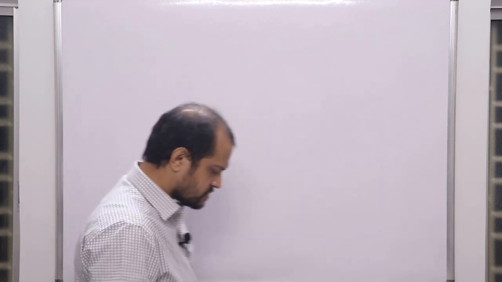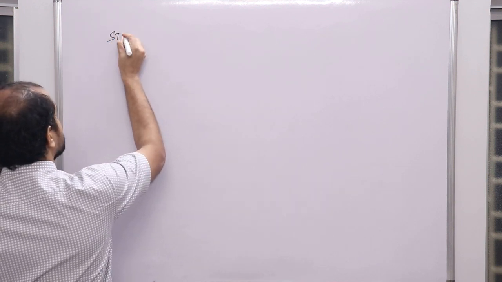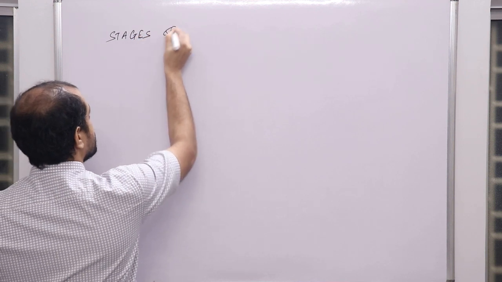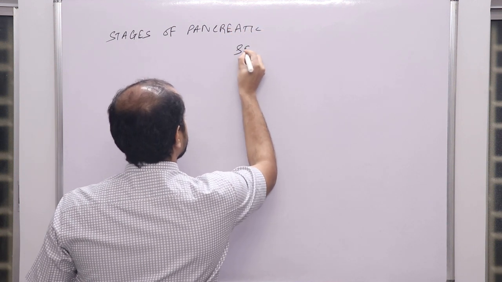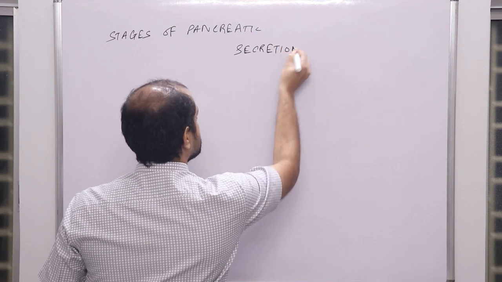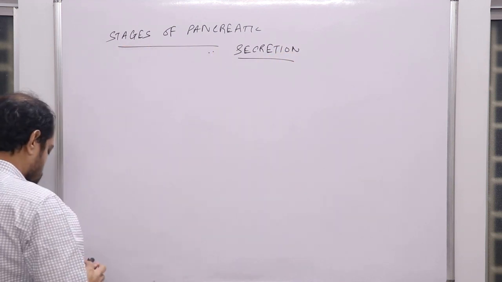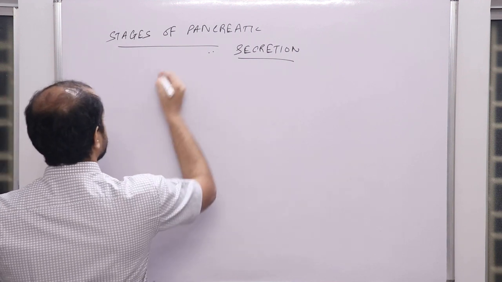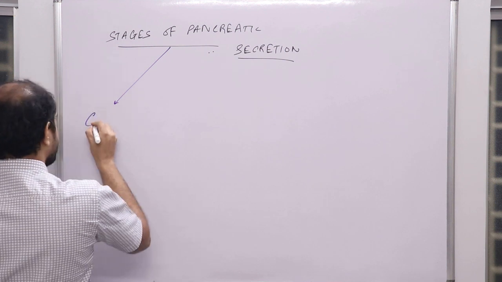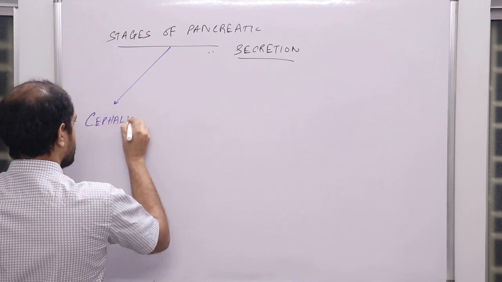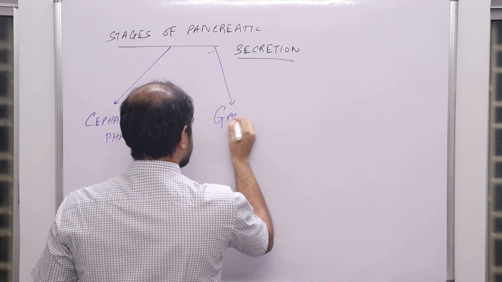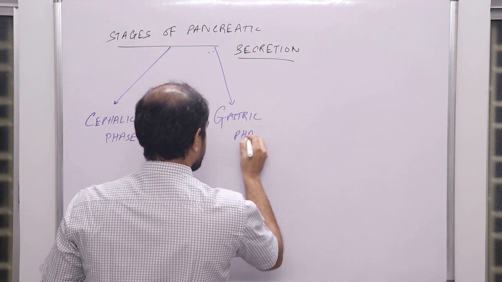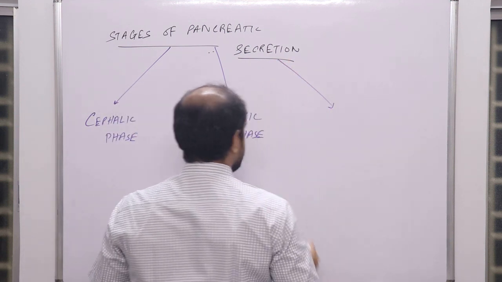Now, as you all know, in every secretion there are 3 stages, right? Stages of pancreatic secretion. So there are many stages of pancreatic secretion, right? Wrong. There are only 3 stages of pancreatic secretion: the cephalic phase, the gastric phase, and the intestinal phase.